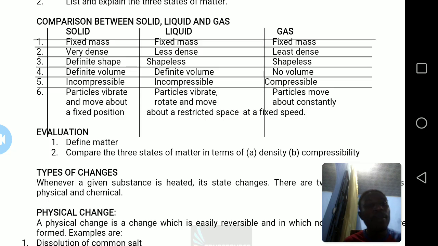Then for gas, the particles move about constantly. So gases are not stable. They are just moving. That's like air. The air is just moving. Air is not static. The particles are moving from one location to another. I don't know if I'm getting this illustration across.